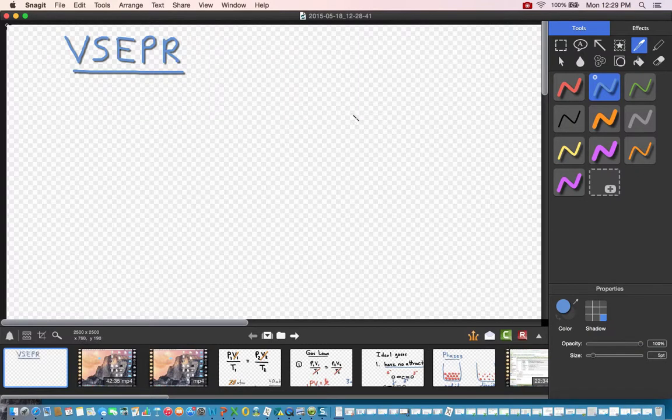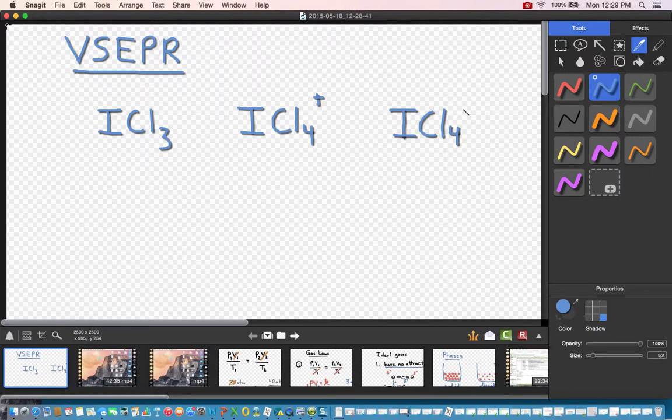If you're given any molecule, let me just do this with a few examples. We could look at something like ICl3, ICl4 plus, ICl4 minus. So there's a process that will allow you to arrive at these geometries. I tend to like to use the ODEC methodology to consider the electron configurations. I'm going to use ODEC to begin, and then I'm going to show you a shortcut.